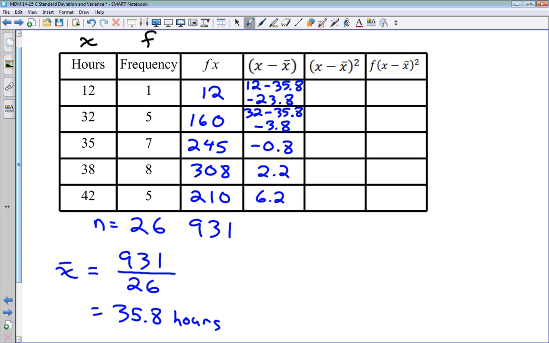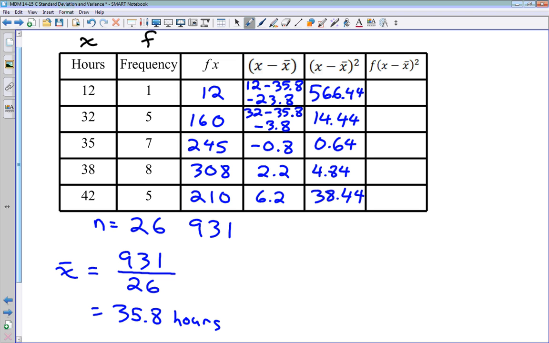I want to square each one of these deviations, so negative 23.8 squared gives me 566.44, and so on, 14.44, 0.64, 4.84, 38.44.